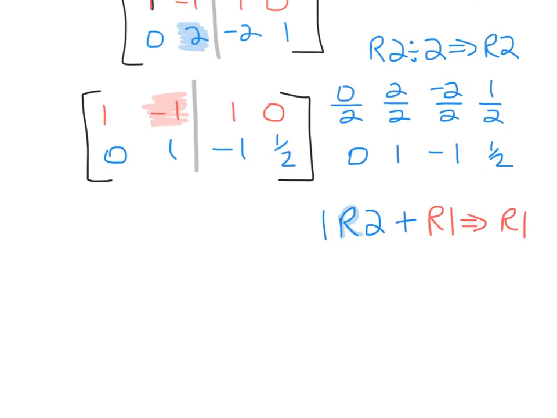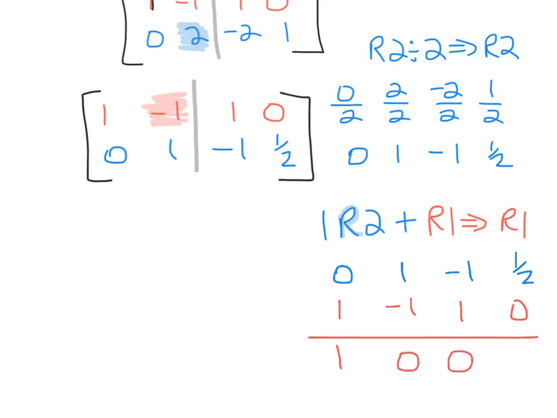So I'm going to go ahead and take my row 2, which is 0, 1, -1, positive half, and I'm going to be adding that to row 1, and I get 1, 0, 0, positive half. That is now my new row 1, 1, 0, 0, 1 half. And my row 2 is the same.